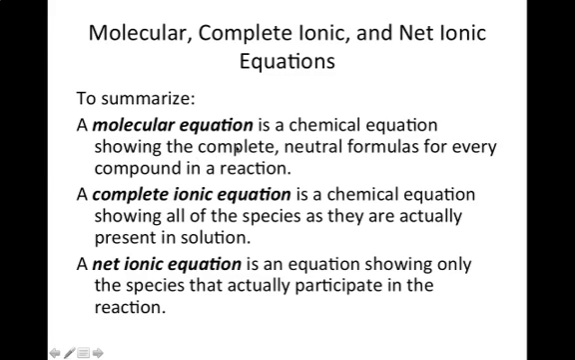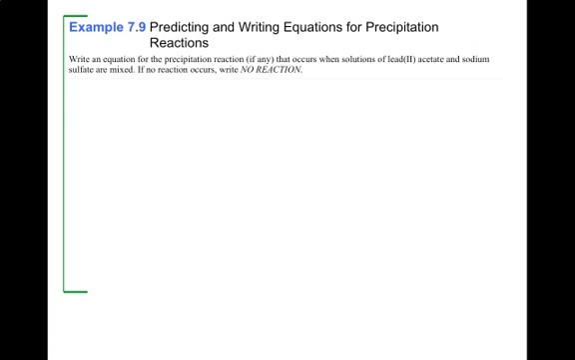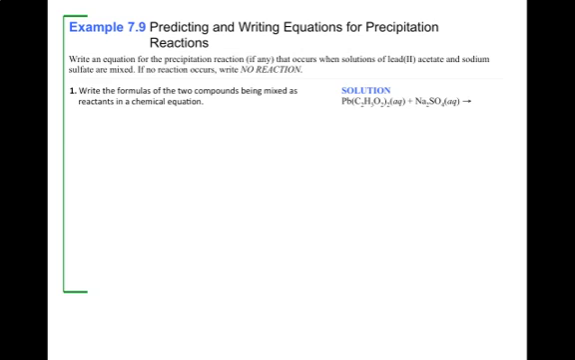So a molecular equation is a chemical equation showing the complete neutral forms for every compound. A complete ionic equation is a chemical equation showing all the species as they are actually present in solution, broken into their ions. And a net ionic equation is an equation showing only the species that actually participate in the reaction. Let's write an equation for the precipitation reaction, if any, that occurs when solutions of lead 2 acetate and sodium sulfate are mixed. So what we do is we write the formulas for the two compounds being mixed as reactants in a chemical equation.